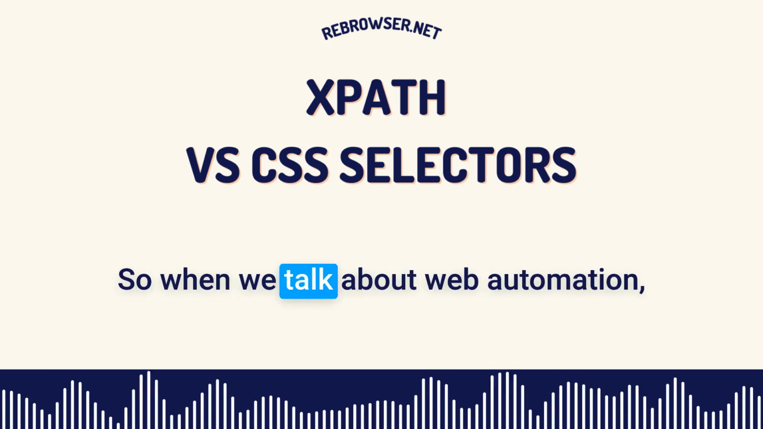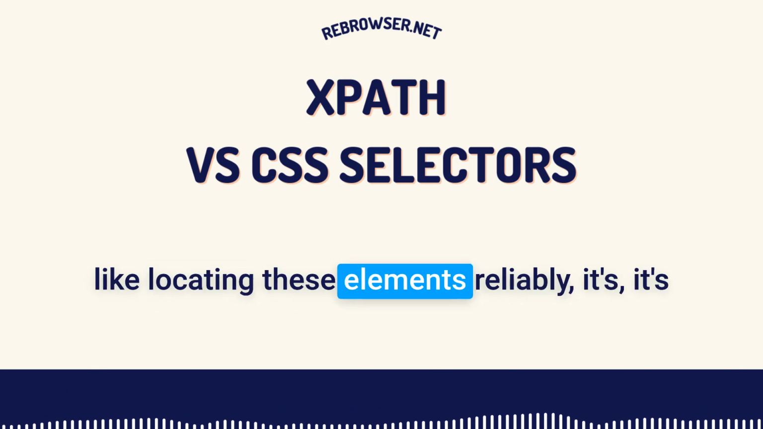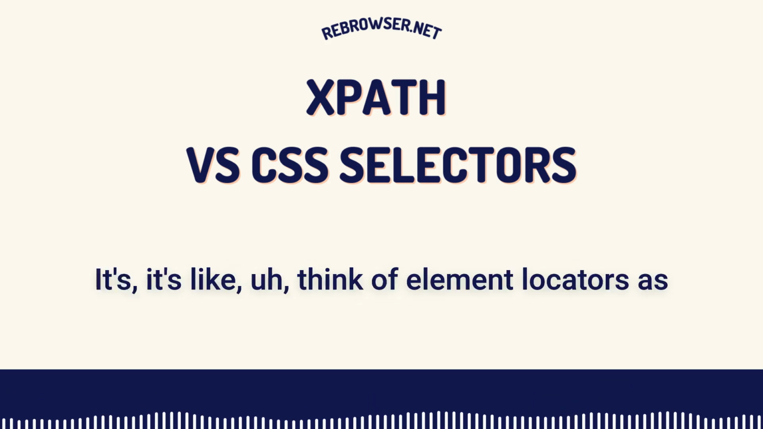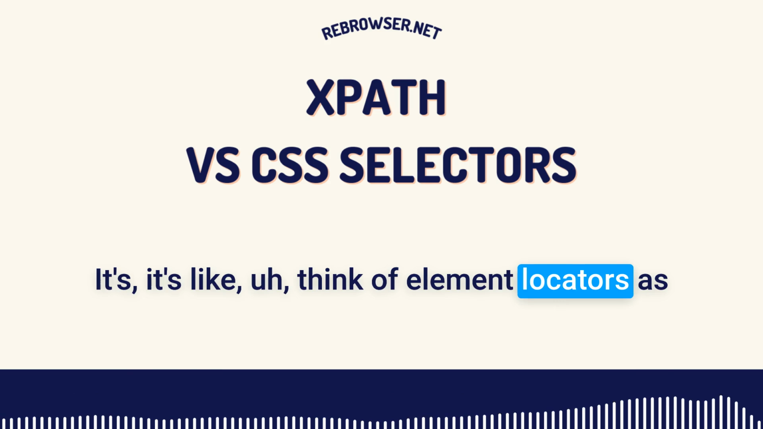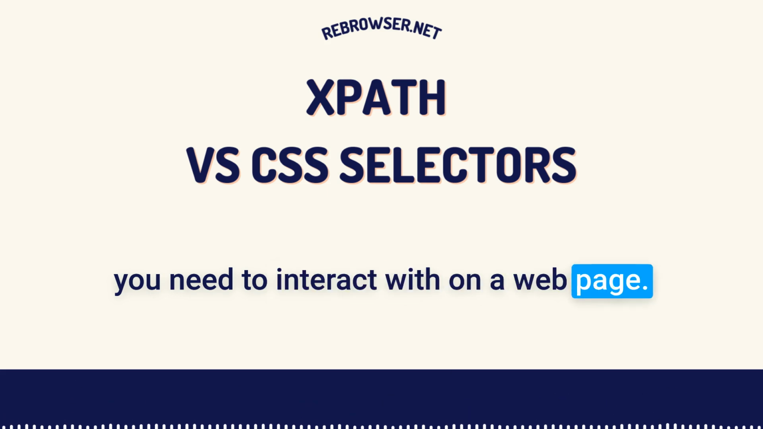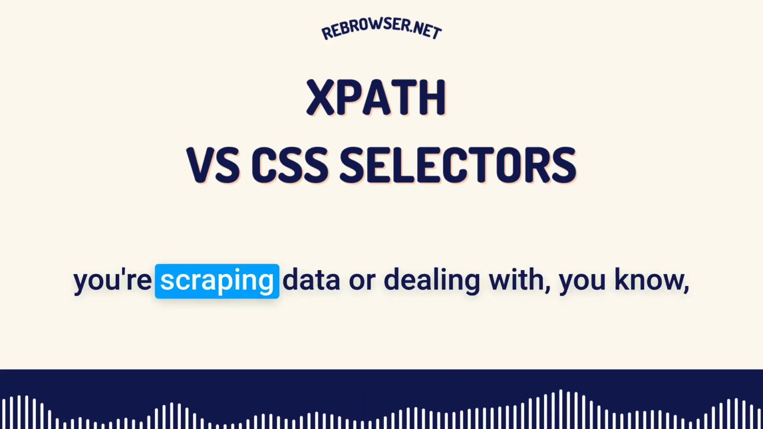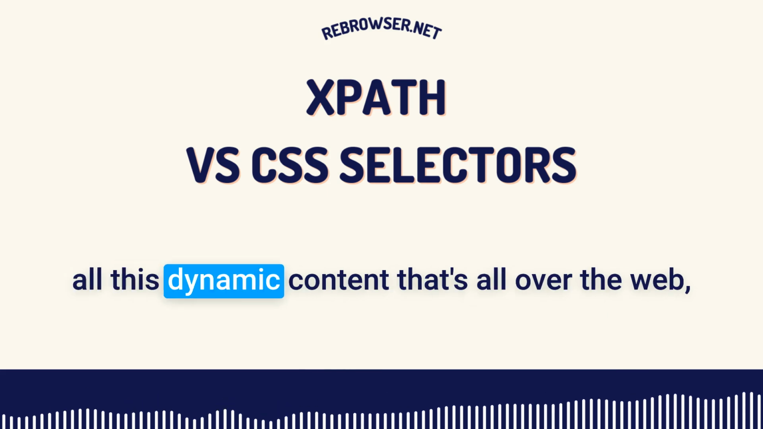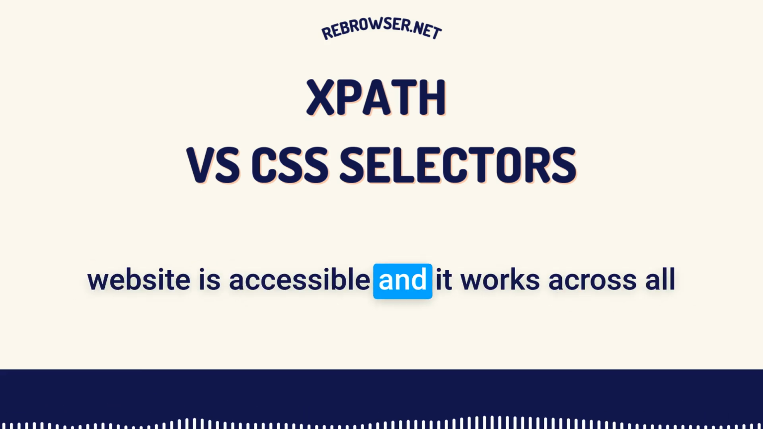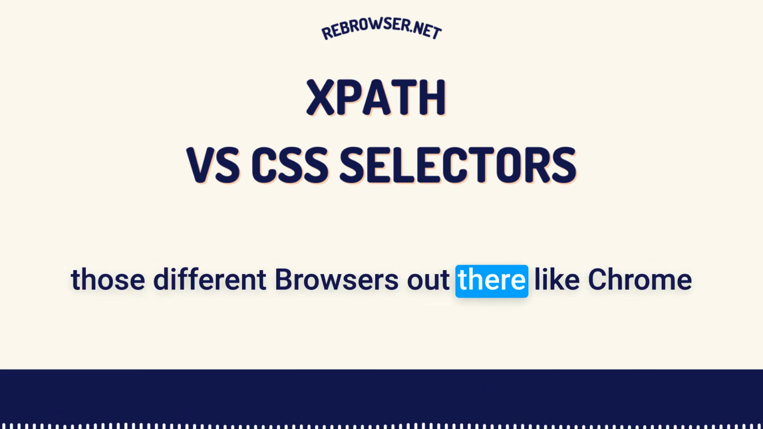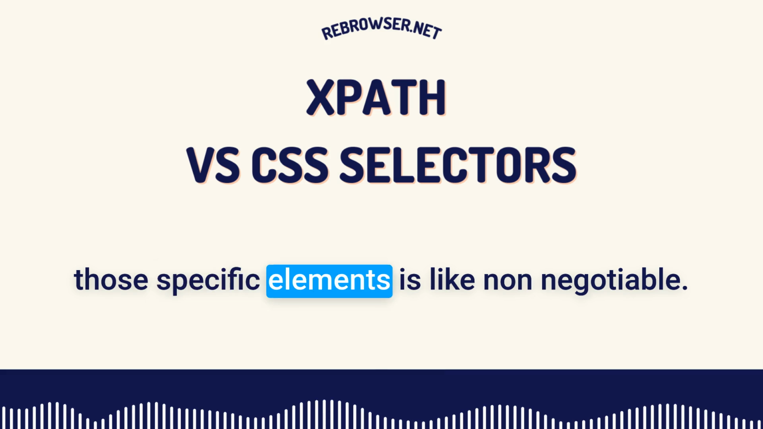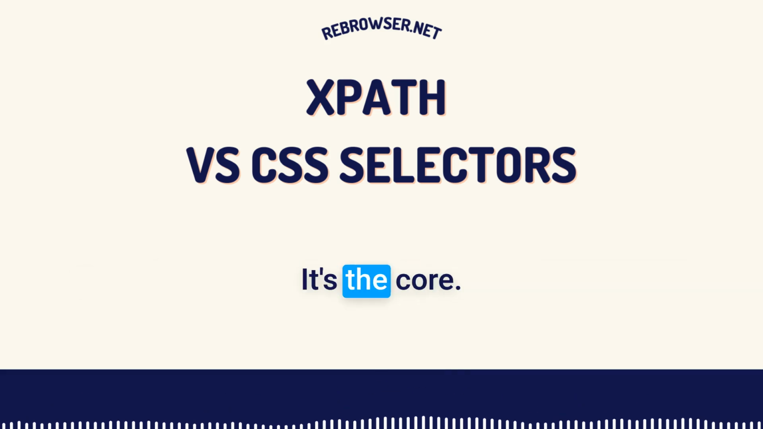So when we talk about web automation, locating these elements reliably is really the foundation of everything, isn't it? Absolutely. Think of element locators as GPS coordinates for the stuff you need to interact with on a web page. Whether you're doing test automation, scraping data, dealing with dynamic content, or making sure your website is accessible and works across browsers like Chrome, Firefox and Safari, being able to zero in on those specific elements is non-negotiable. It's fundamental.